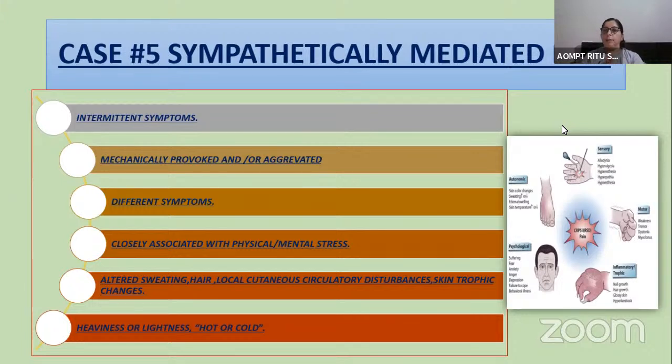And in AMPT we have a full master class for this autonomic nervous system. There is a dysfunction related to the autonomic nervous system, that is dysautonomia. So there also we can see how we can treat sympathetic mediated pain. And you can see in this picture how the autonomic versus the sensory motor and inflammatory versus the psychological. So these are also the pictures when we see sympathetic mediated pain.